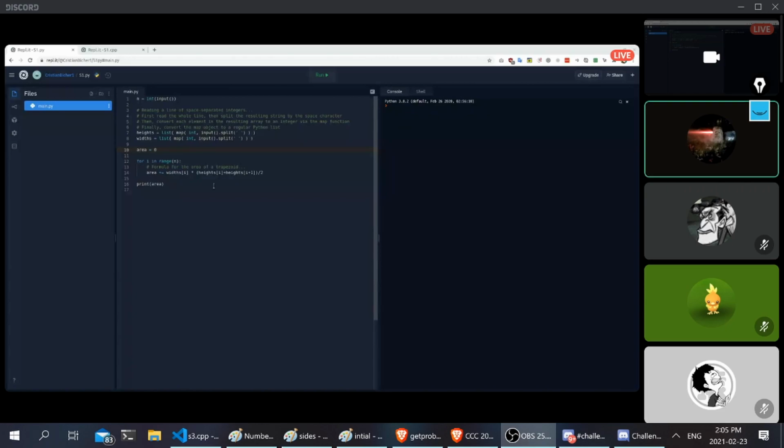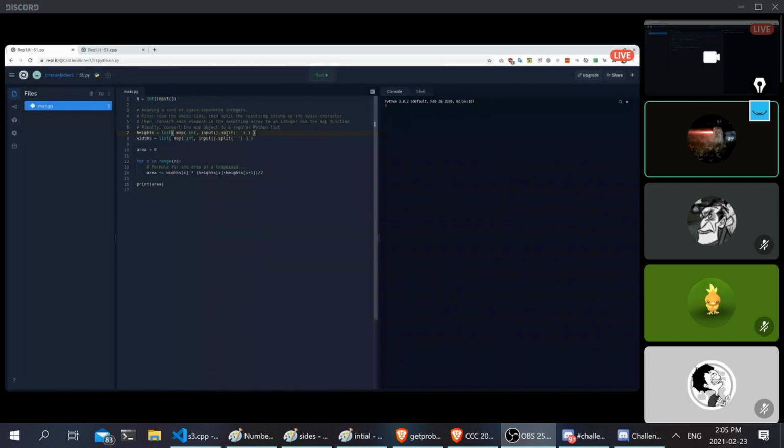Let's get started then. So here's the Python solution for S1. Most of you probably got it in the end. It's pretty simple. You just read n, which is the number of boards, and then you have the heights of the boards. You just read the line.